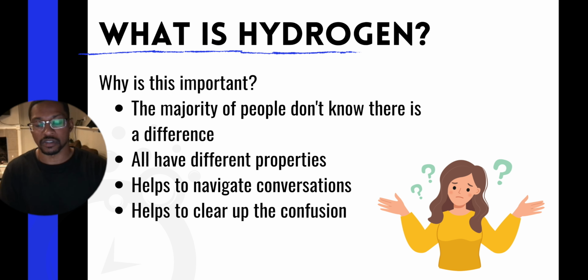And so most times people don't understand that there are different forms of hydrogen, and all these different forms have different properties. If you understand these different properties or different forms of hydrogen, it'll help you navigate conversation and clear up confusion. And so if you're a rep or an affiliate of a hydrogen company or something like that watching this presentation, it'll be really important for you to understand those forms of hydrogen and their properties and where you can find them.